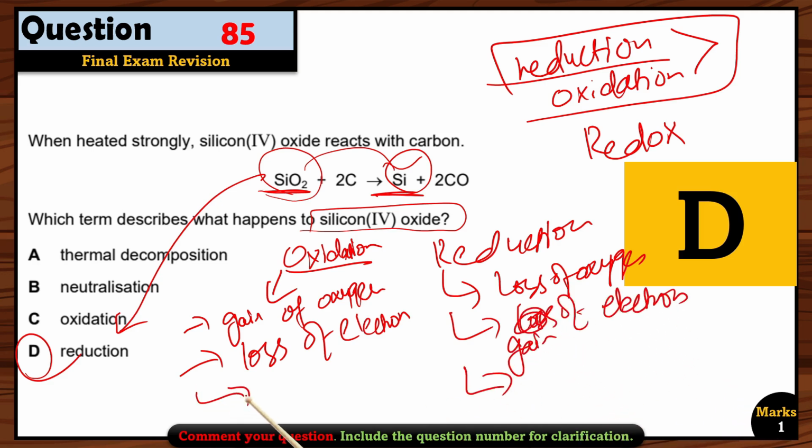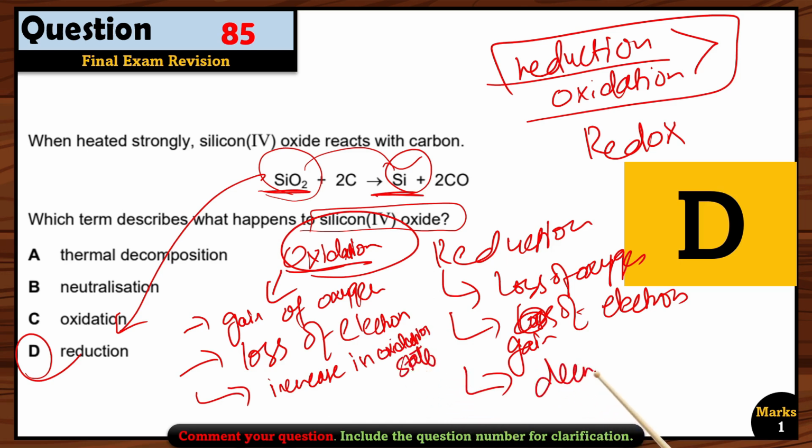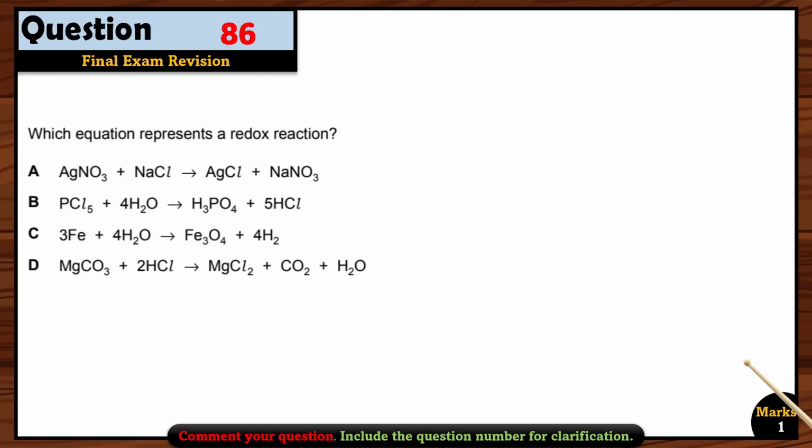And the other term is oxidation number. Increase in oxidation state or oxidation number is oxidation. But a decrease in the oxidation number is called reduction. Okay, a decrease in oxidation state or number is called reduction. So everything will be lost in reduction except for the electrons. Electrons will be gained in reduction, but in oxidation we will lose electrons. So now let's see the question related to this one.